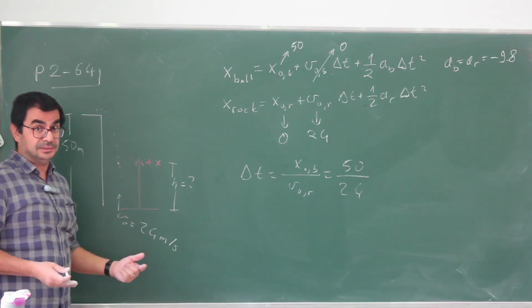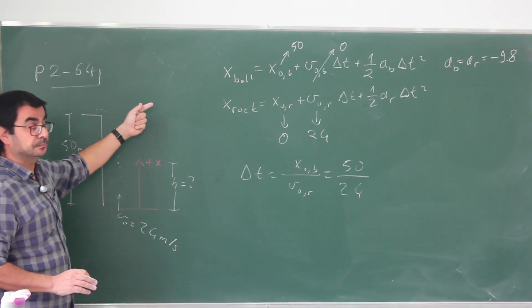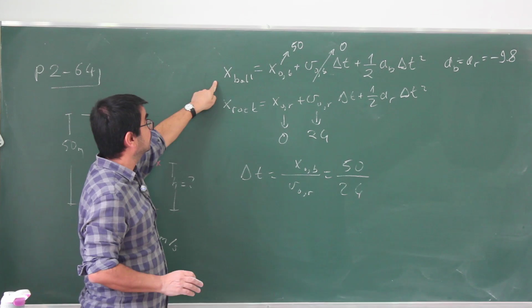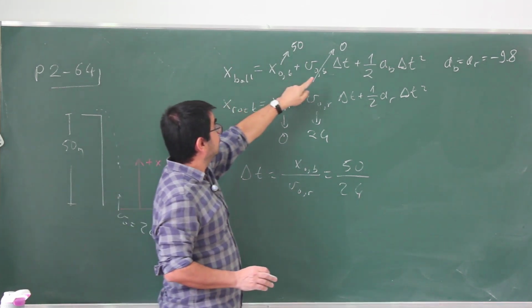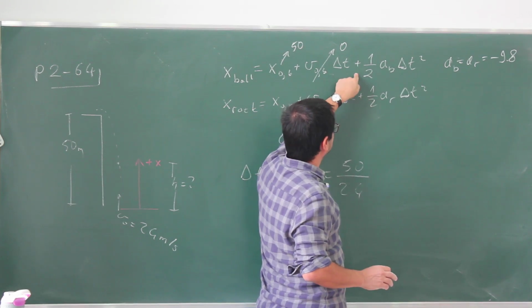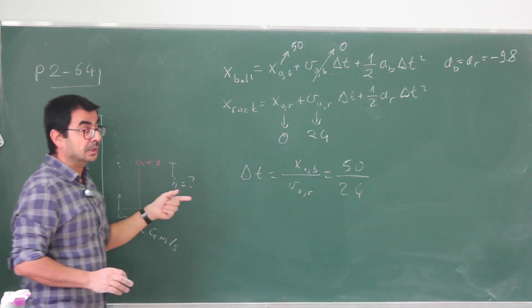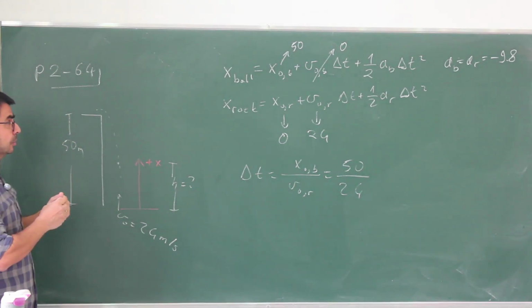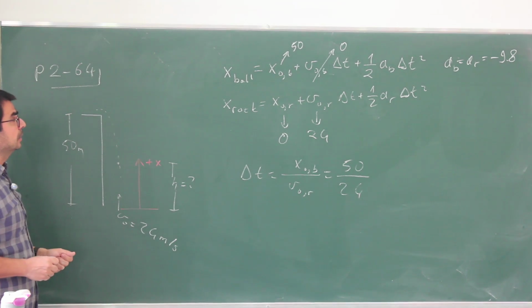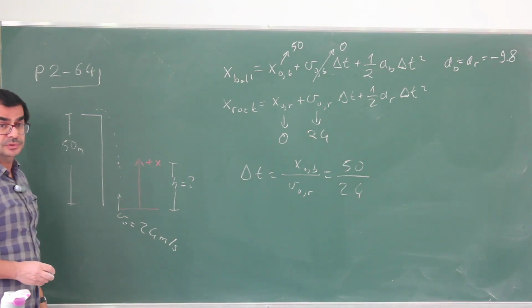Now, once you find delta t, they're not asking for the time, they're asking for the height. You have to substitute this in. I think it's easier to substitute here, because there's only one term with delta t. It's 50 plus, minus 1/2 times 9.8 times (50 over 24) squared. And that will be the position of the ball when the collision occurred, and that's going to be the height because we chose the base of the cliff as our origin, as 0.